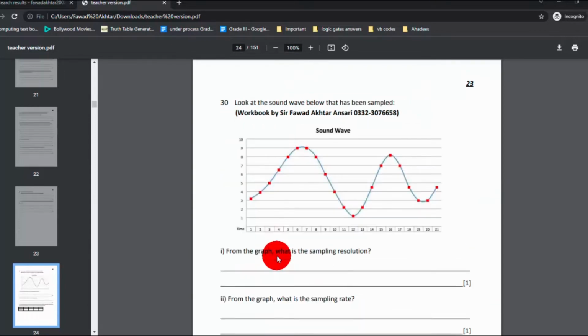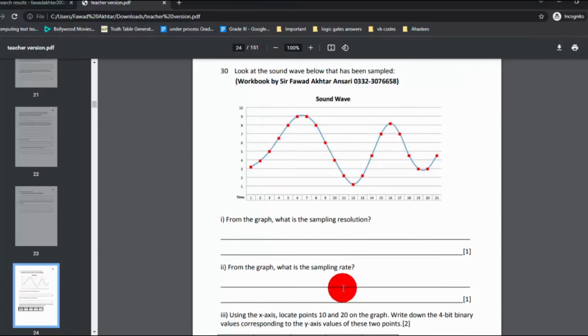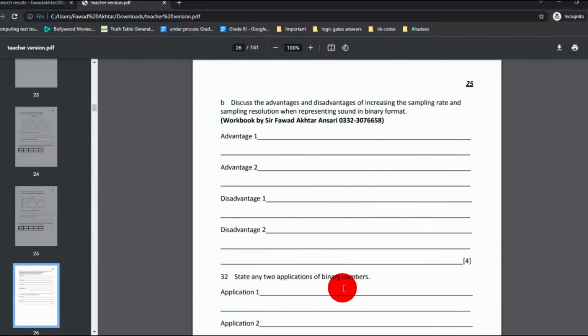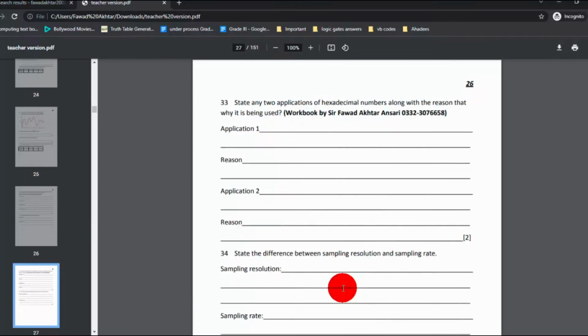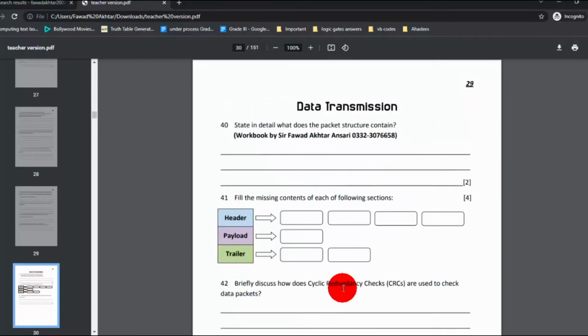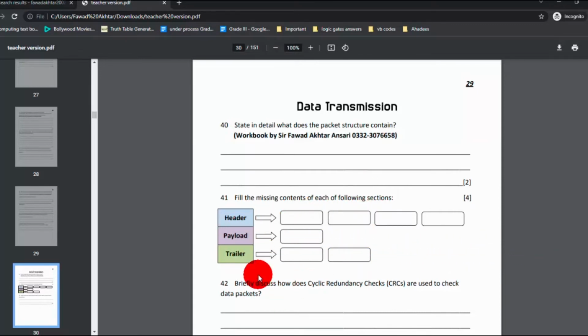Let's take this question. Look at the sound wave below that has been sampled. From the graph, what is the sampling resolution? And from the graph, what is the sampling rate? You may see the presentation of the question over here. Alright, let's take another question just for a glimpse. State in detail what this packet structure contains. And the next question is: fill in the missing contents of each of the following sections. So you have to put the content accordingly, right?